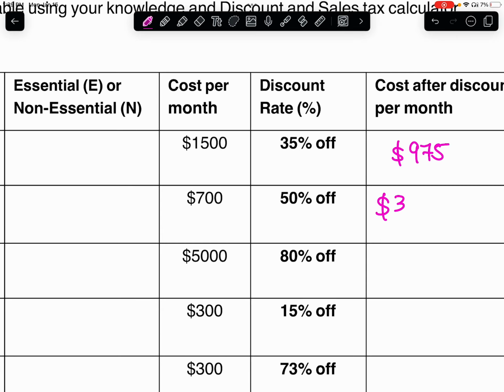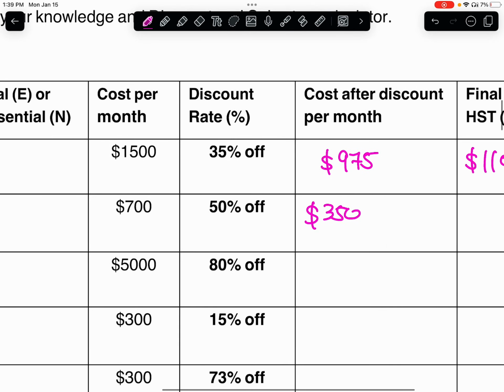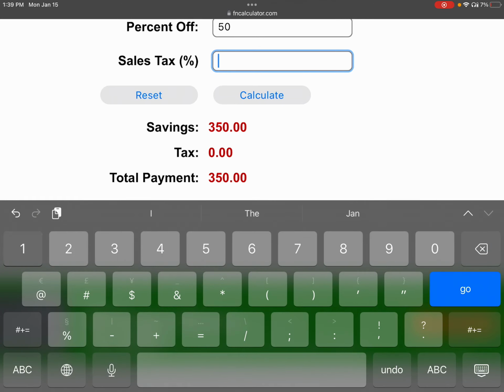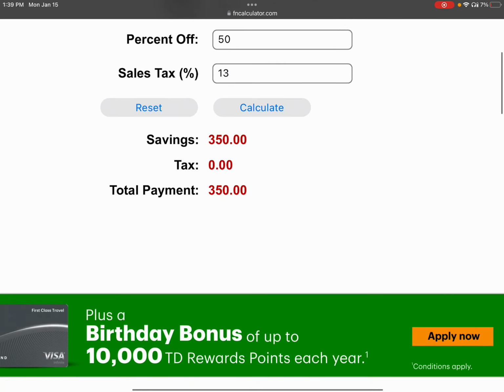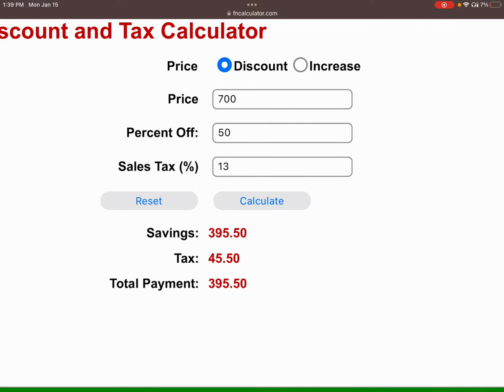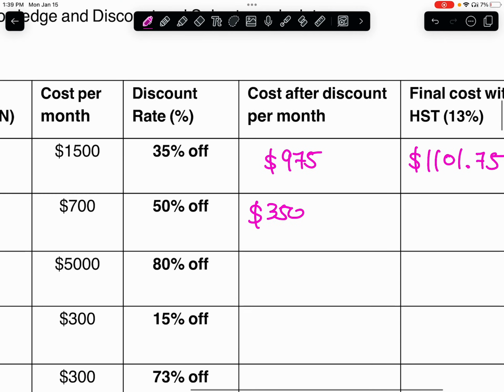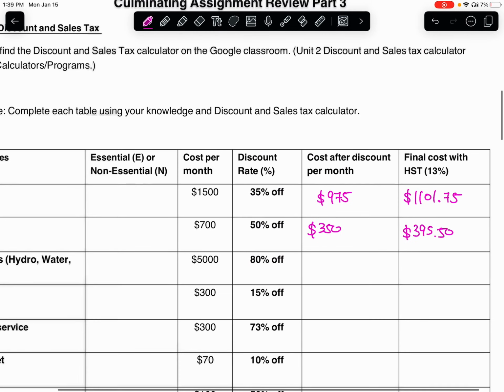And then after tax, for this, we have to put 13 for the sales tax amount and calculate. It gives me the total price after tax, which is 395.50. And that is it pretty much. That's how you actually do the discount and the sales tax.